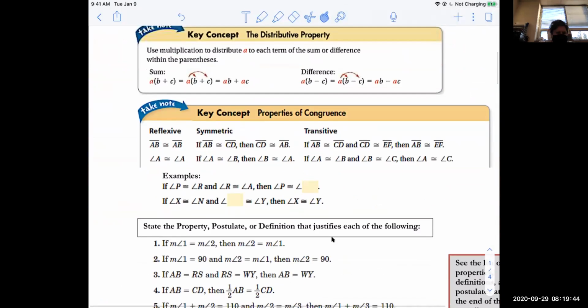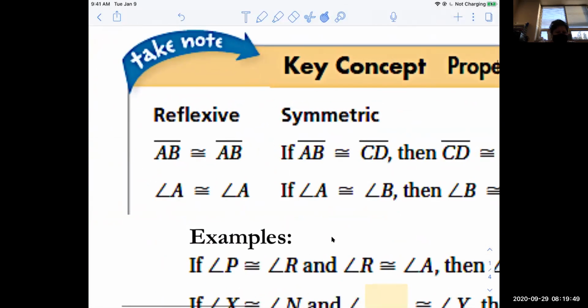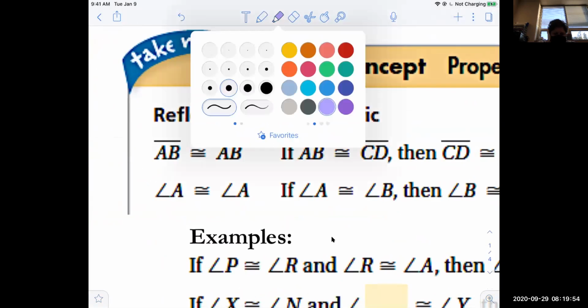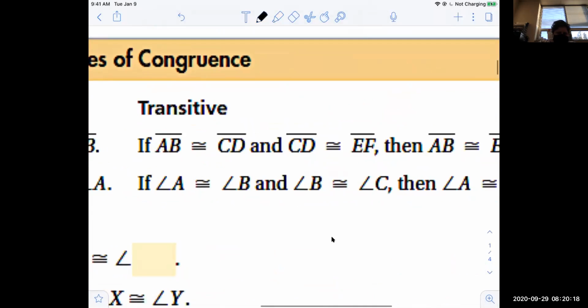Okay, and then just like we have reflexive, symmetric, and transitive for equality, we also have those for congruence. This is where it's going to be different. Those of you that have been in Algebra 2, you probably didn't talk about congruence properties. Okay, this is reflexive property of congruence. Symmetric property of congruence. And transitive property of congruence.